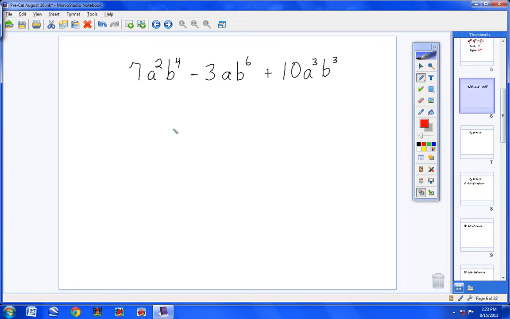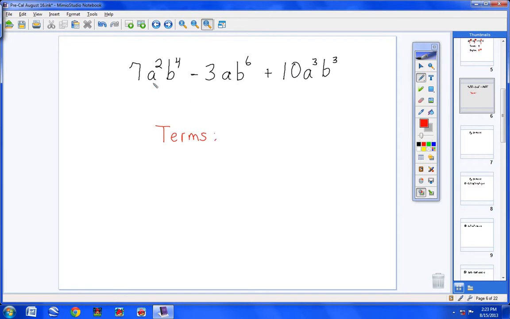All right, let's try another one. Copy this in your notes: 7a squared b to the 4th minus 3ab to the 6th plus 10a cubed b cubed. Now, we're going to run into a little bit of a problem here, so please pay attention. First of all, I would like you to tell me how many terms this expression has. How many terms? All right.